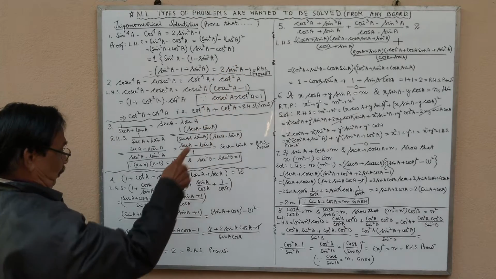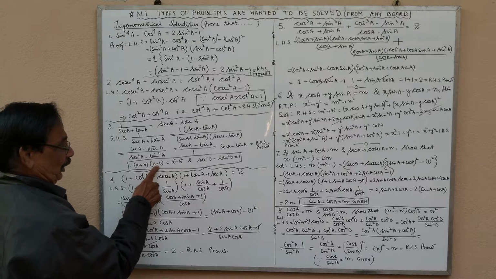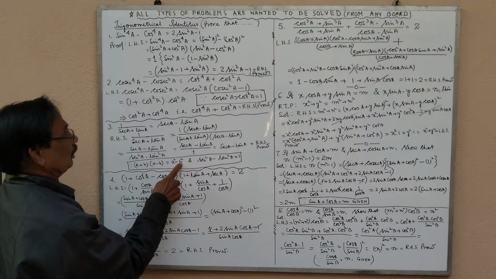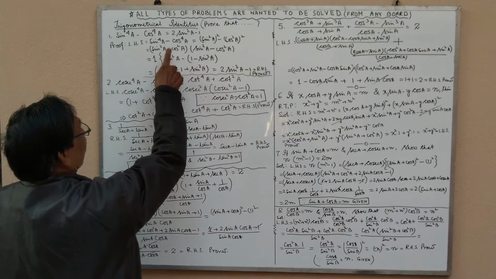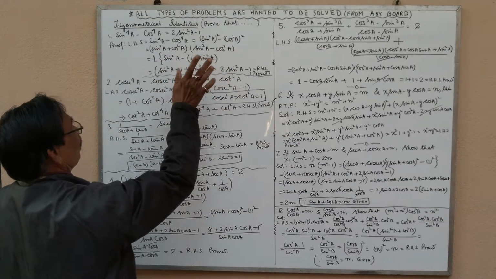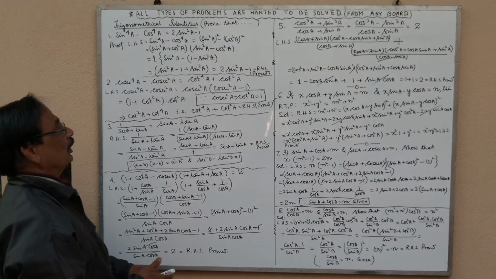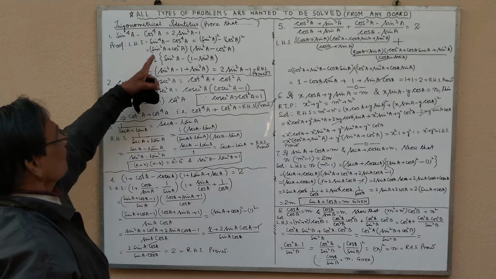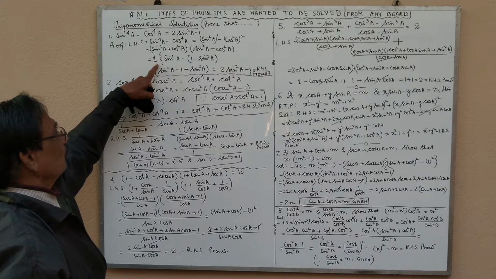This is from algebra: a plus b, a minus b equals a square minus b square. So a square minus b square equals (a plus b)(a minus b). Same here: (sin²a plus cos²a)(sin²a minus cos²a). Again, we know that sin²a plus cos²a equals 1.